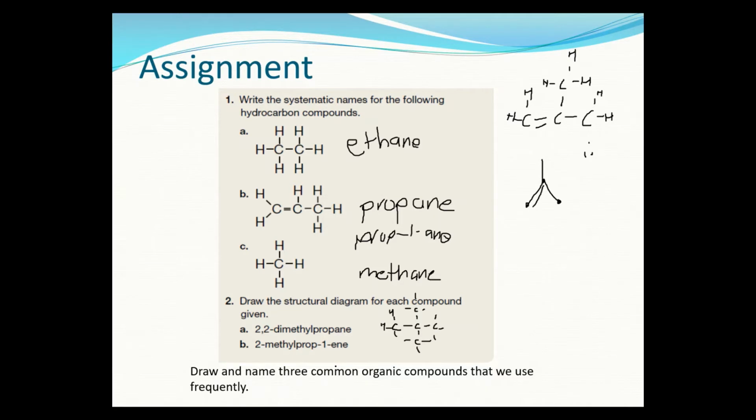Draw and name 3 common organic compounds that we use frequently. So methane is one. Methane is the main thing in natural gas, so the gas that goes to your furnace. Propane we use in barbecues. Butane we use in lighters. And then octane we use in gas. That's the main source in gasoline. So those would all be good answers for that.